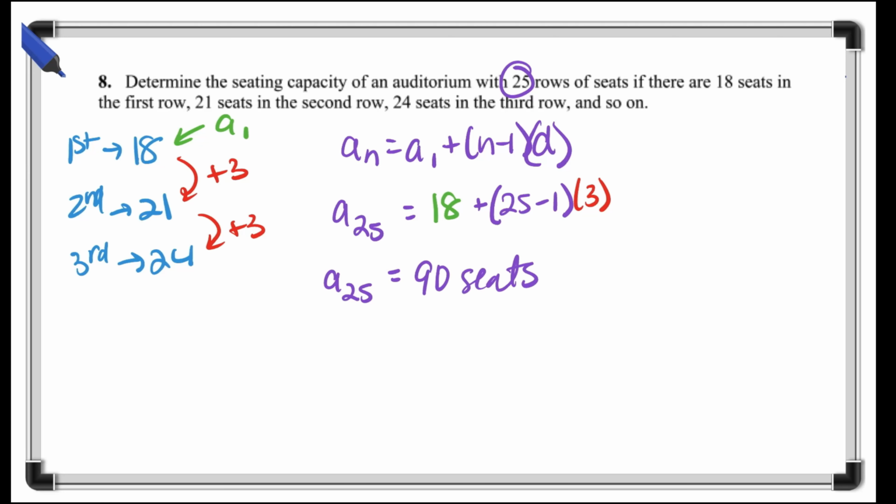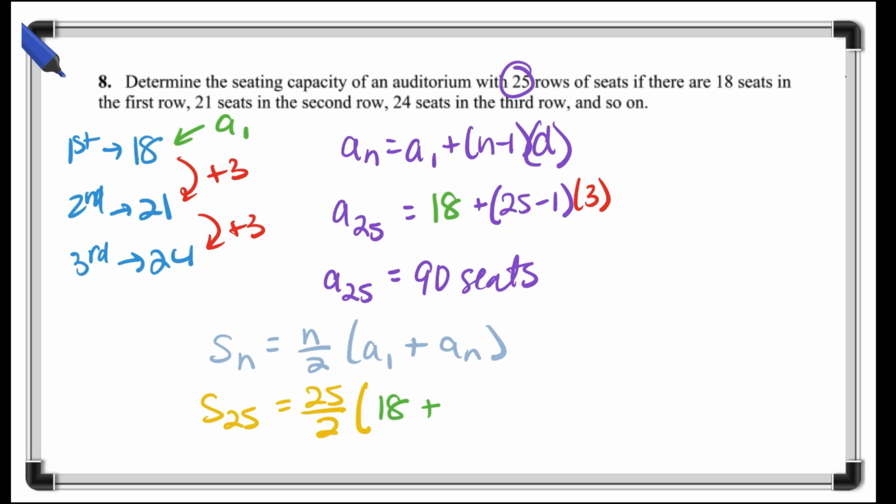So what I want to do now is use that arithmetic sum formula here. That was this one. Okay, and I have a total of 25 rows, right? So my n is 25, over 2, and then my a sub 1 I know is 18, and my a sub n I know is 90. So then I can figure out I have 1,350 seats.